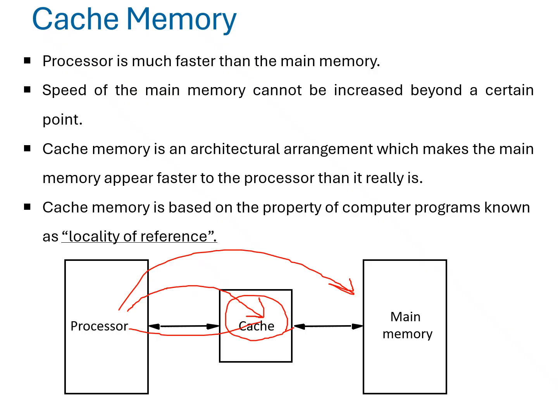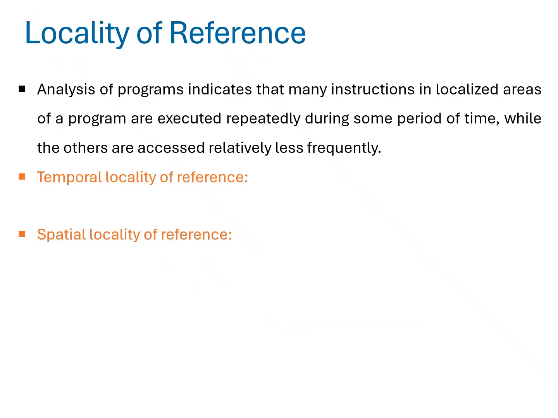The cache memory is an architectural arrangement which makes the main memory appear faster to the processor than it really is. But how do you access this cache memory? The cache memory is based on a property of computer programs called locality of reference. There are two kinds: temporal locality of reference and spatial locality of reference. What is locality of reference? The analysis of programs indicates that many instructions in localized areas of a program are executed repeatedly during some period of time, while the others are accessed relatively less frequently.